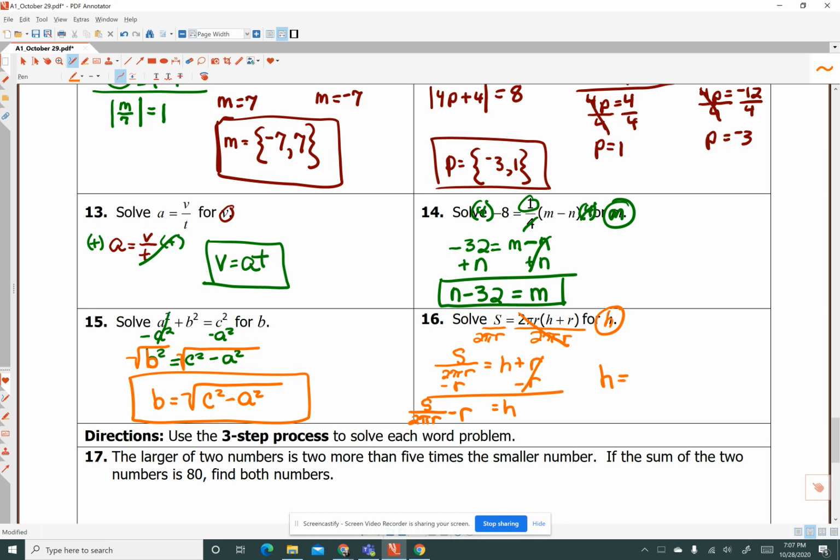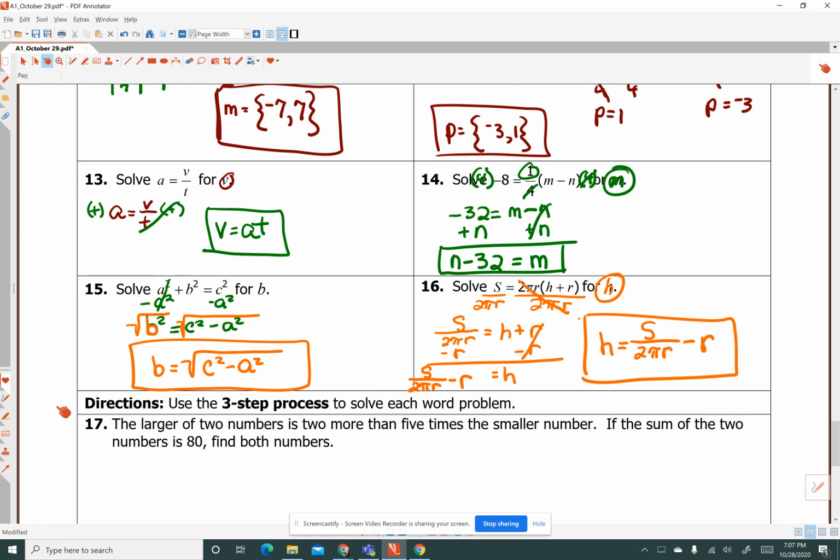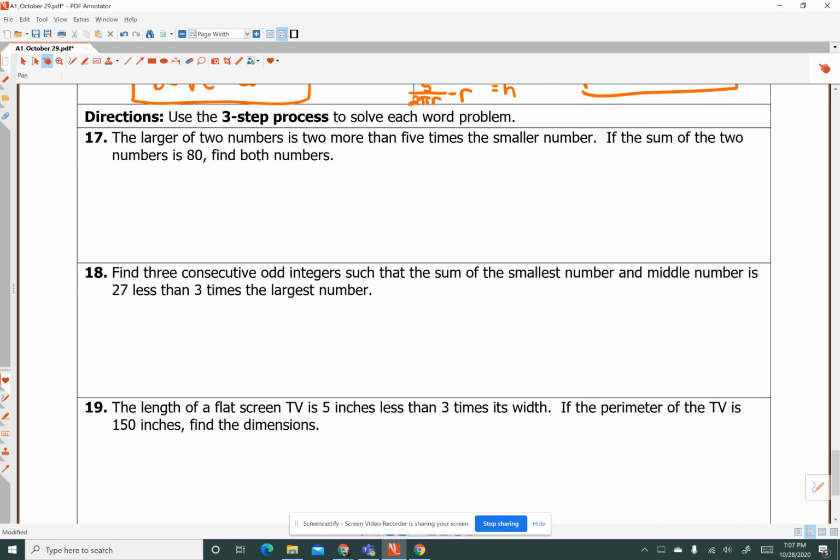Let me rewrite it over here. S in the numerator, 2 pi r in the denominator, minus r. And that's the complete solution. So now we've got a few word problems, and then we're done.